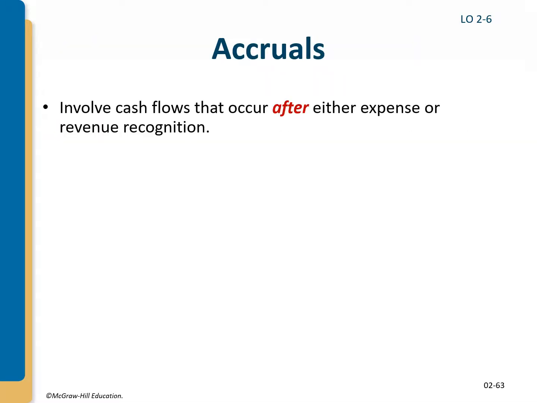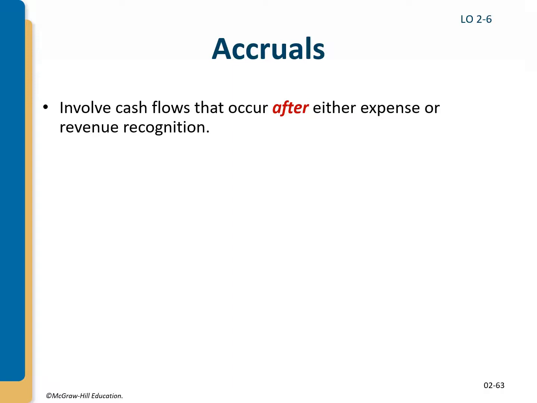Accruals. That's our next type of adjusting entry. This is where cash flow occurs after either the expense or the revenue is recognized. So this is where an expense has occurred, hasn't been recorded yet, hasn't been paid. Well, just because it hasn't been recorded or hasn't been paid doesn't mean it's not an expense. Or a revenue, same situation. We performed the service, we didn't get paid, and we didn't record it yet. Well, we should get it recorded.